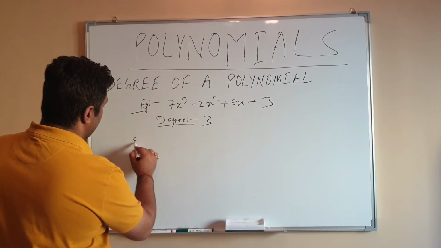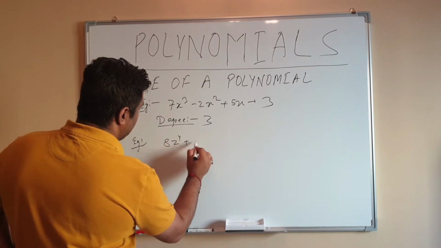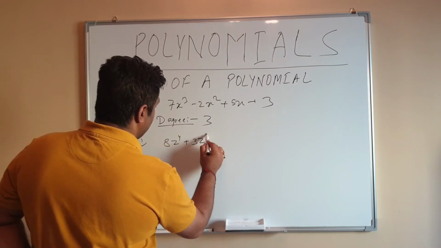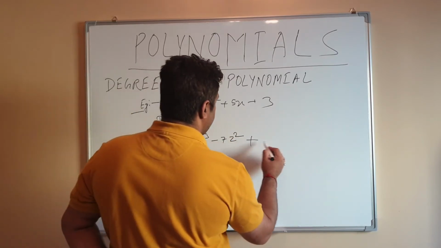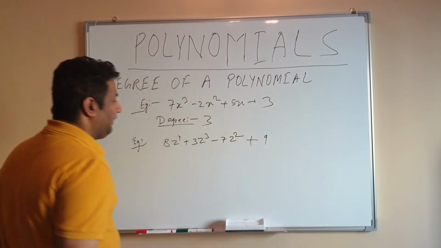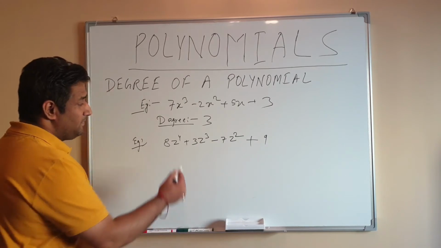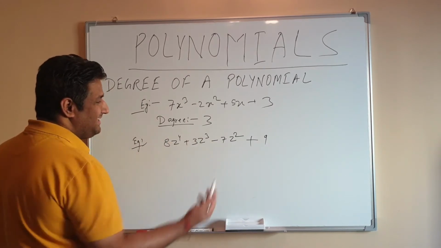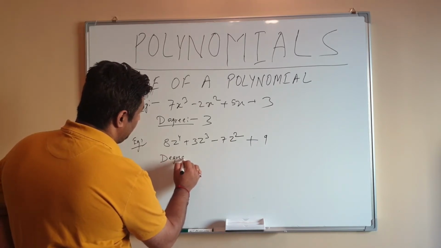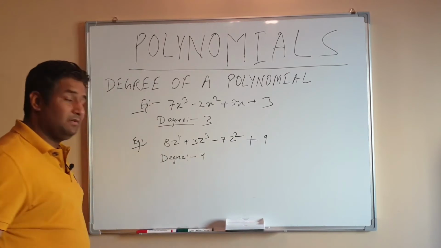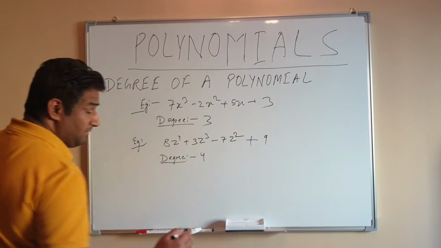Now let's take one more example, 8z^4 plus 3z cube minus 7z square plus 9. Okay, now if you see in this, the degree of the polynomial is going to be 4. Why? Because it is the highest power in the whole polynomial. So we'll just write degree as 4, right? This is as simple, it's not very complicated. So I'll give you one more example which is a very important one.